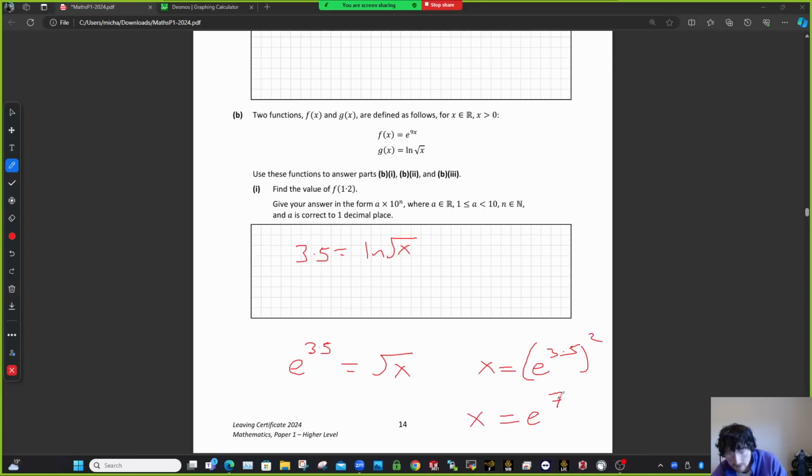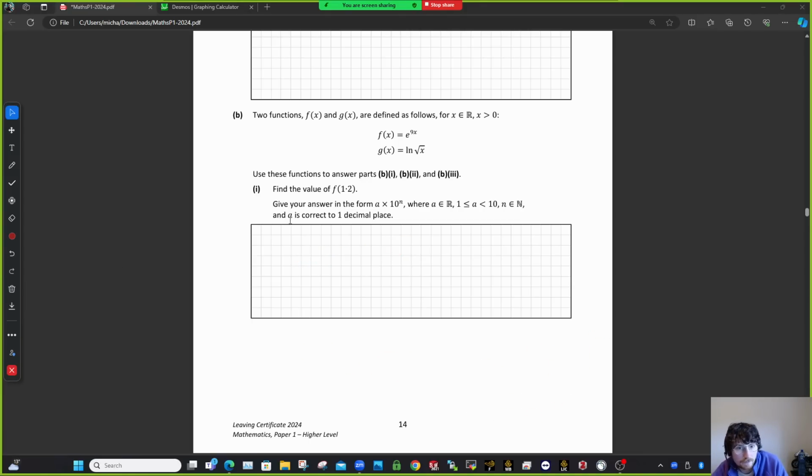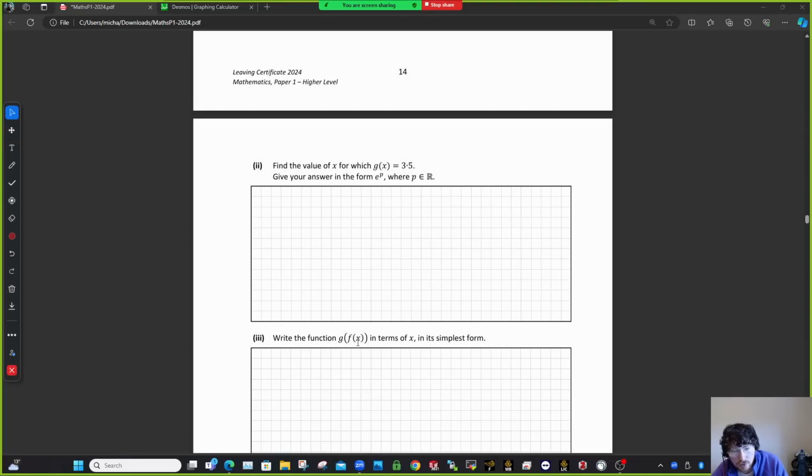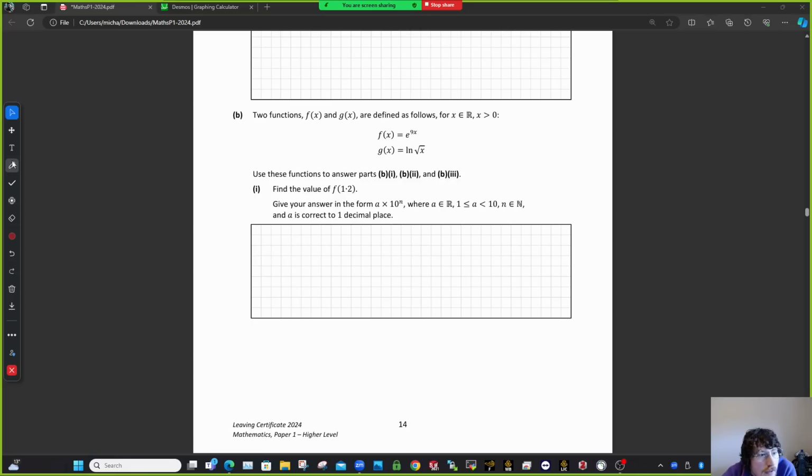That's the answer there. And then the last one's a good one. You put your f of x inside your g of x. F of x into g of x. So g with f of x inside of it is ln root e to the 9 x in for x.